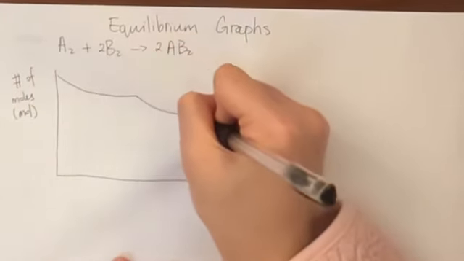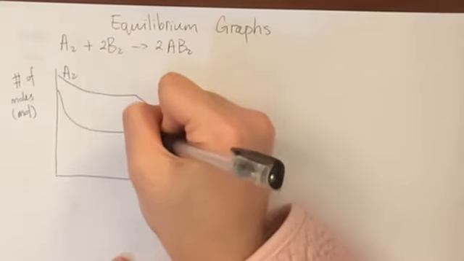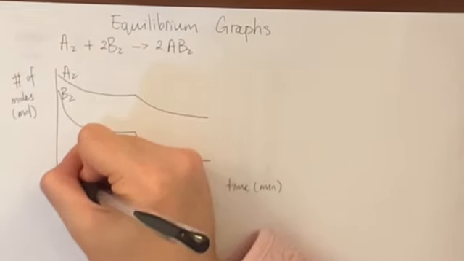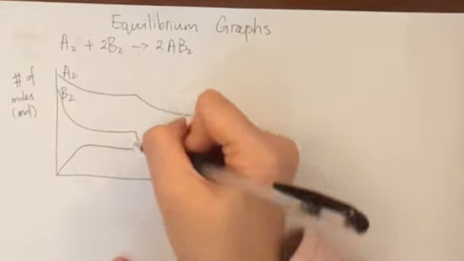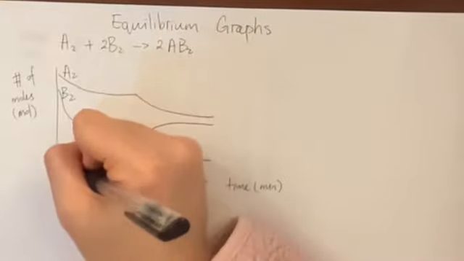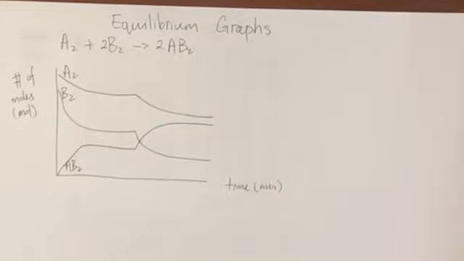So for example, this is the reactant A2, and this is the reactant B2, and this, trying to be neat and nice, is the product AB2. Okay, so by looking at this graph, what do you notice? Well, A2 and B2 are both decreasing, right? Which means that that's actually a characterization for you to identify the reactants.